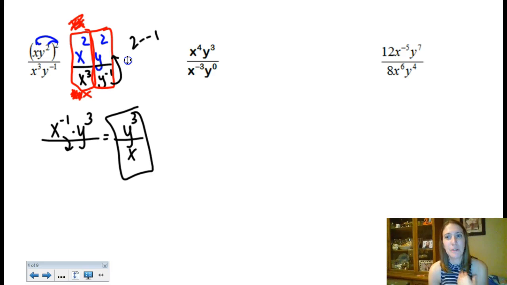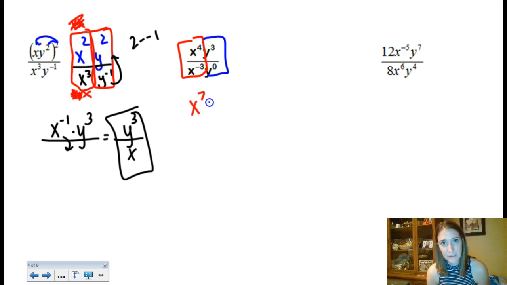And if you know that you have a little dyslexia like I do, and you know where your mistakes happen, you just have to kind of combat that with some other method. So here, if we're being a rule follower, and we're going to just follow the subtraction rule here, 4 minus negative 3 is 7. And then here for the y's, 3 minus 0 is 3. And that's actually the final answer.